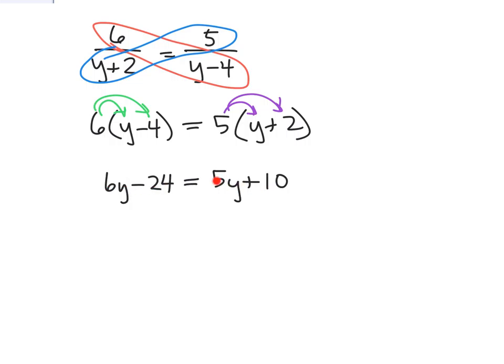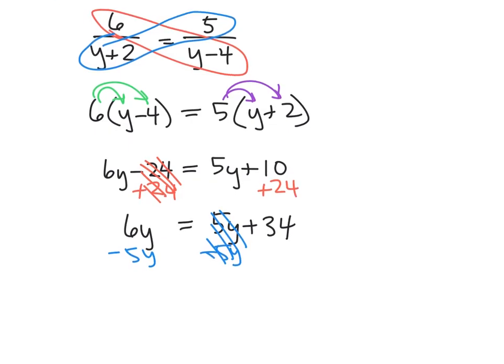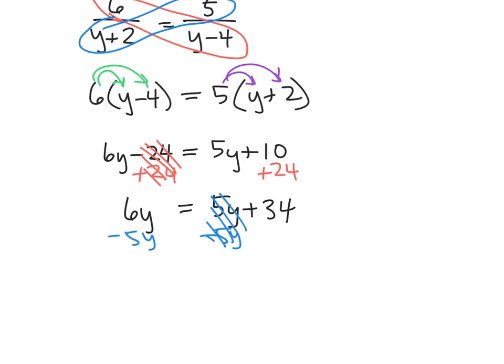And now to solve this algebra, we want to get all the y's on one side, all the constants on the other. And so let's add both sides by 24. That makes this constant go away, so you end up with 6y is equal to 5y plus 34. And then we're going to subtract both sides by 5y, and that makes these go away. And so you end up with y is equal to 34.